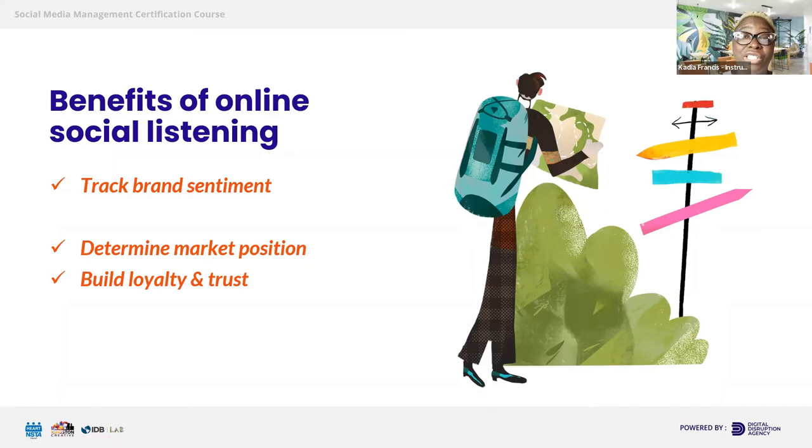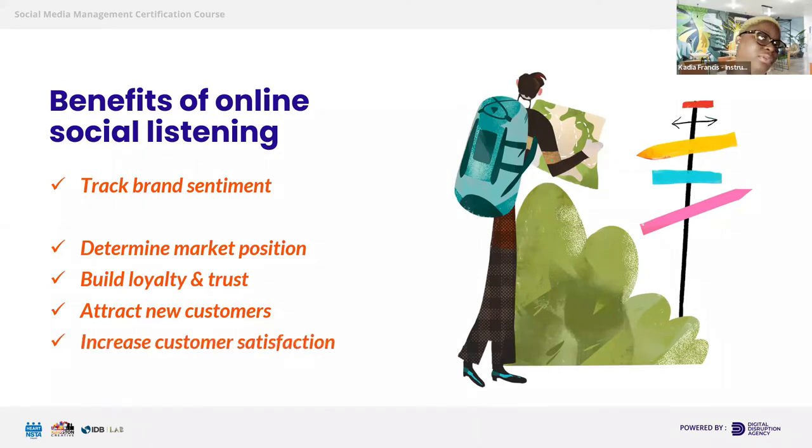You can determine your market position based on social listening. Depending on how often people talk about you or your product, you can determine how much of the market is aware of your brand, how visible you are in the market, and what kind of position you hold in that market. Using social listening tools can help you build loyalty and trust. It can help you attract new customers, because if you are listening and hearing what they're talking about, you can incorporate that into your messaging once it aligns and makes sense, and do it in a subtle way where they don't even realize that you're using what they're saying to attract them to your brand. And of course, you can increase customer satisfaction and monitor the competition.